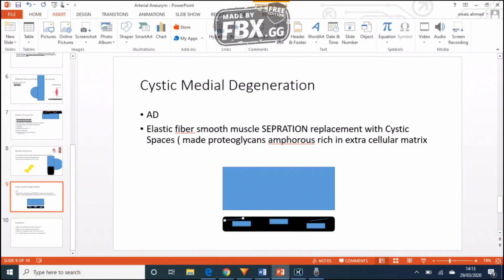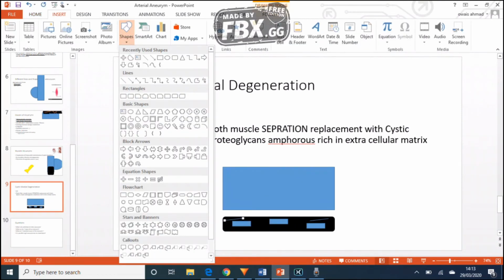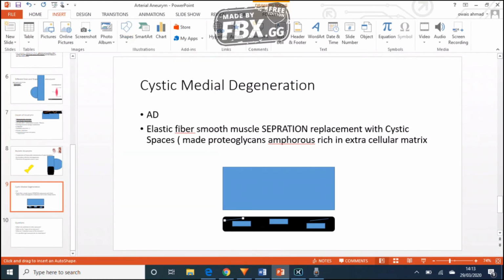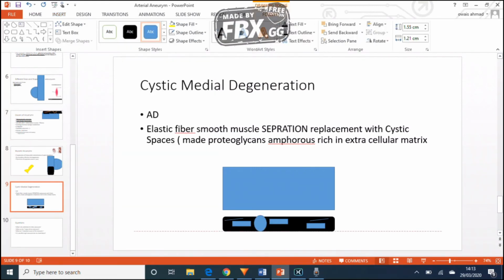So for example, I will put something circular over here, and imagine the cystic spaces. You must be asking what's going to be inside these cystic spaces. Essentially inside there's going to be proteoglycans and extracellular matrix. So now we've covered everything, and I'm going to be asking you guys questions.